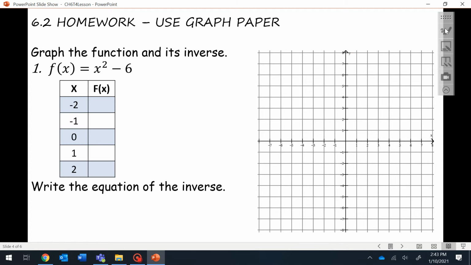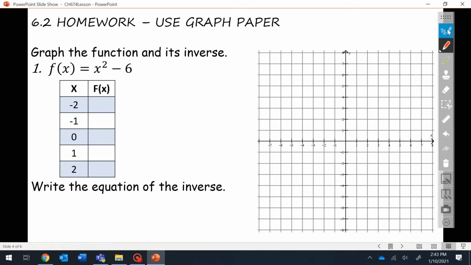Okay, so graph the function and its inverse, and then we also want to write the equation of the inverse. Let's start by graphing the function. We'll start by plugging in the x values.